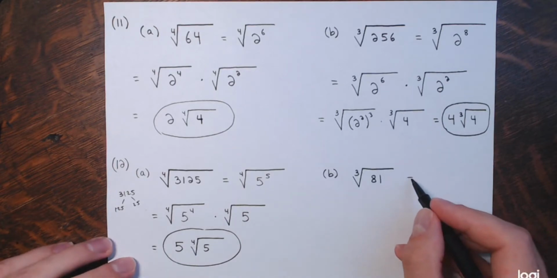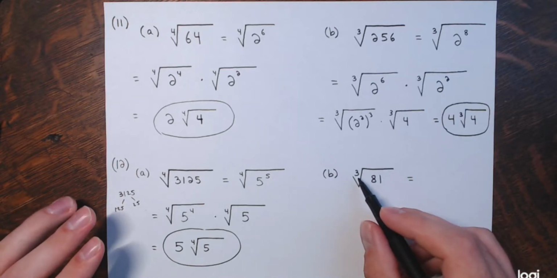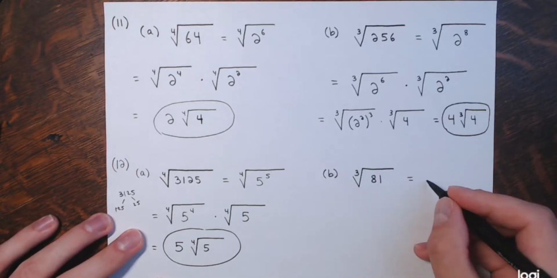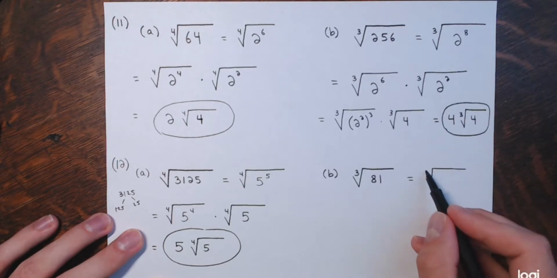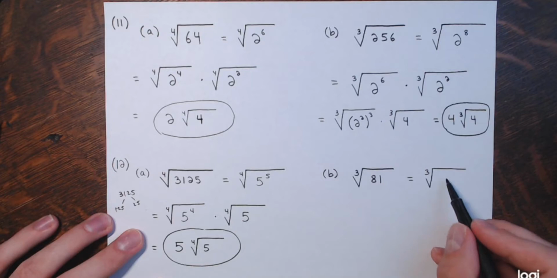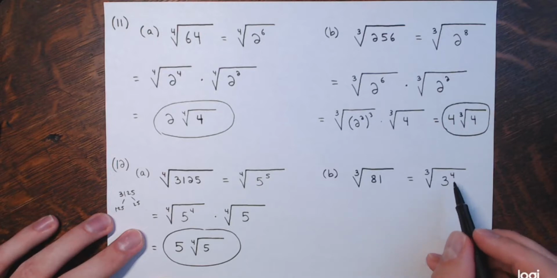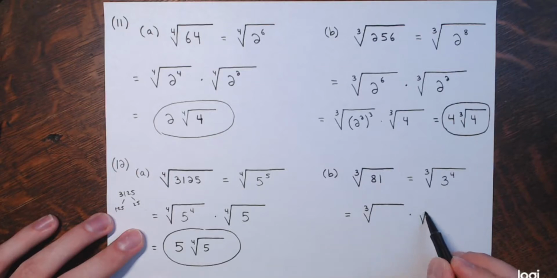And then part B, you have the cube root, right? So again, I'm looking for 3rd powers now, powers that are multiples of 3: 3, 6, 9, and so on. First step's always the same, right? Going to factor 81 completely. Now 81 is 3 to the 4th power. And then I'm going to break this up, using the product property, to a cube root times a cube root.